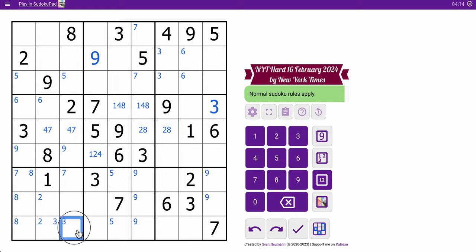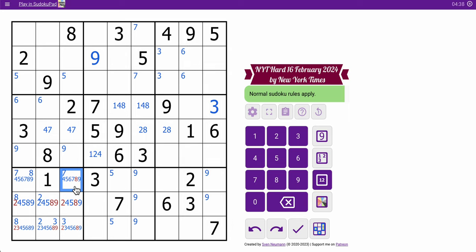Well, let's see. Let me fill out box 7, because that's rather restricted. We start with 2, 3, 4, 5, 6, 7, 8, 9. Well, these can't be 2 or 3 by row logic. None of these are 3, 6, or 7, also by row logic, and none of these are 7.